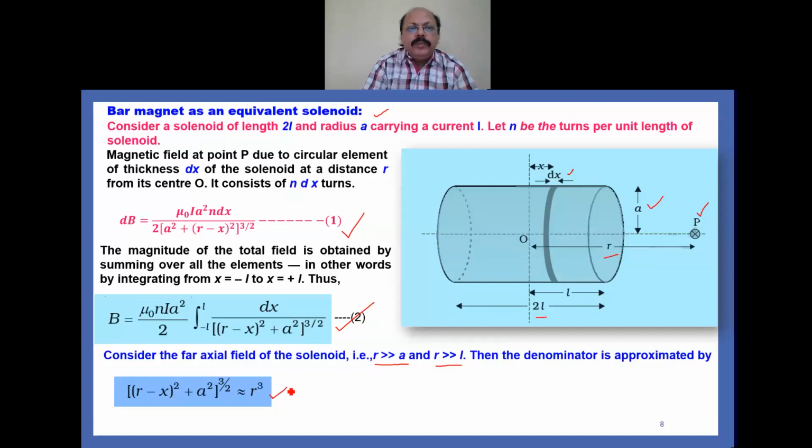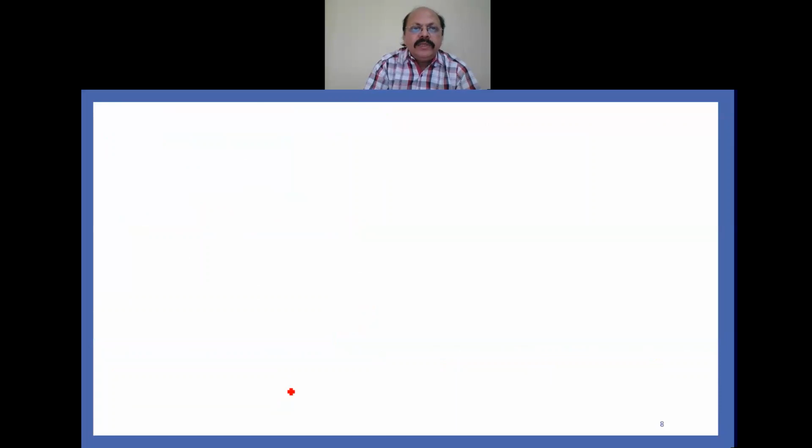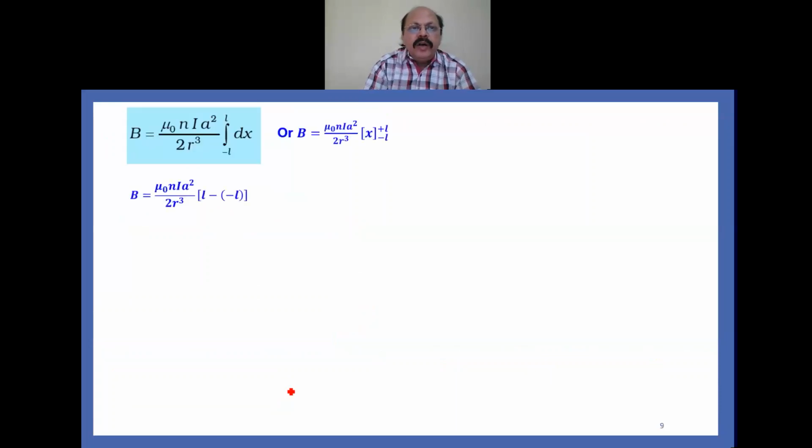Then equation 2 becomes, substitute this value in equation 2 and the equation 2 becomes B equal to mu naught n I a square upon 2r cube and integration minus L to L dx. Or we can say that the integration of the dx is x. So it becomes B equal to mu naught n I a square upon 2r cube and within bracket is x, minus L to L limits, and you solve it, upper limit minus lower limit.